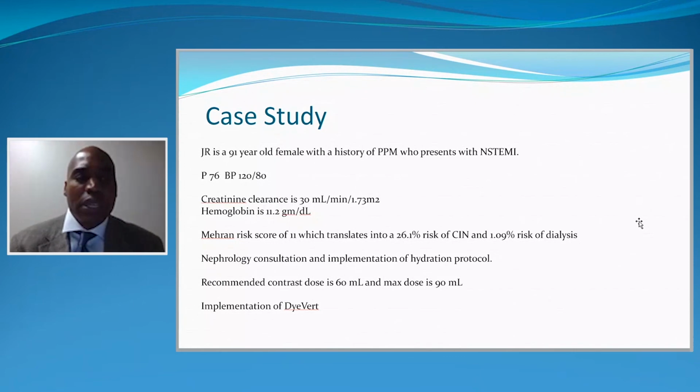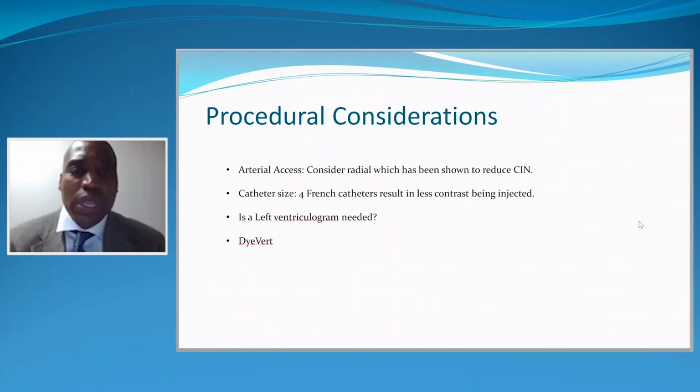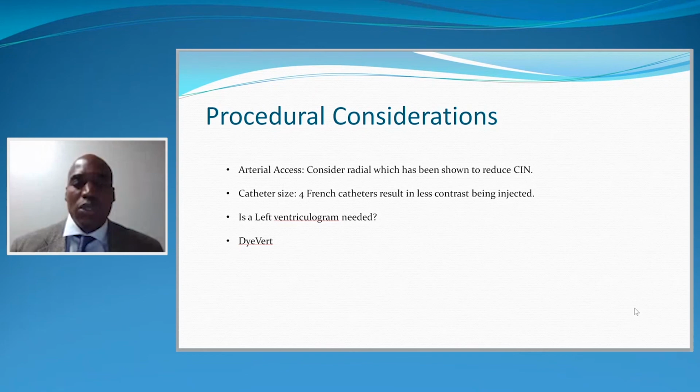So in this particular case, nephrology was consulted and we implemented the hydration protocol. The recommended contrast dose was 60 milliliters, and the max dose was considered 90 milliliters. And we used a Divert in this case. For procedural considerations, we considered using a radial approach. As I mentioned earlier, it's been shown to reduce the risk of contrast-induced nephropathy. Another consideration was the use of a 4 French catheter, resulting in less contrast being injected. Also, whether or not we needed to do a left ventriculogram. We had an echocardiogram, and we didn't necessarily need to use that.